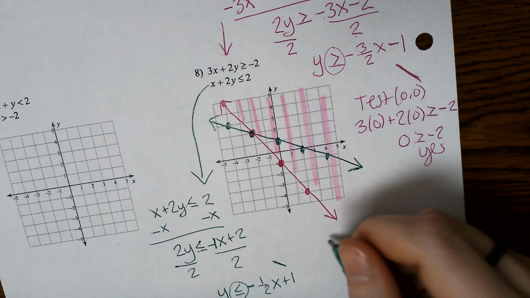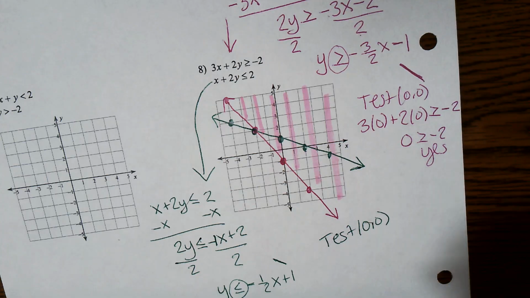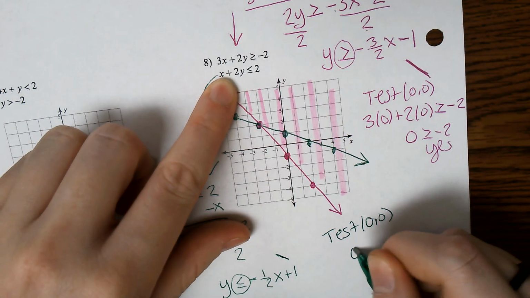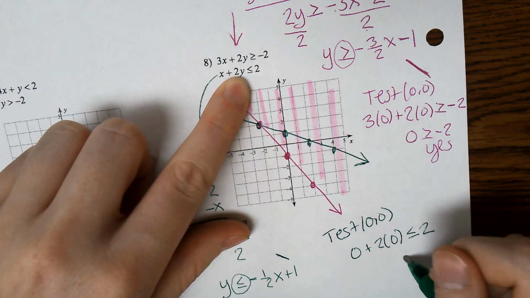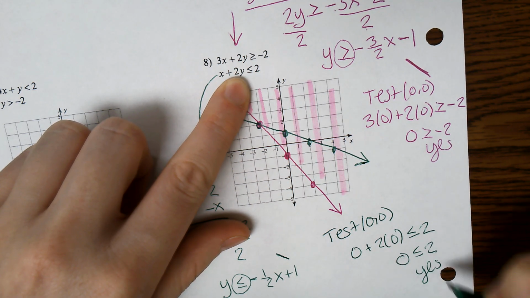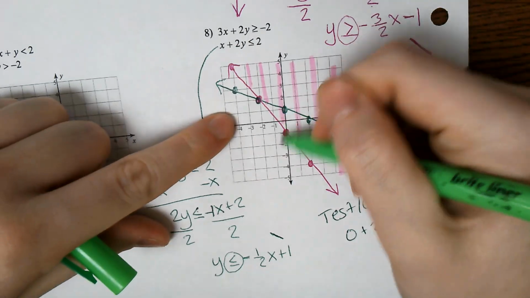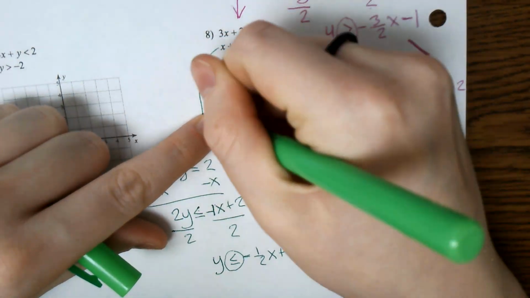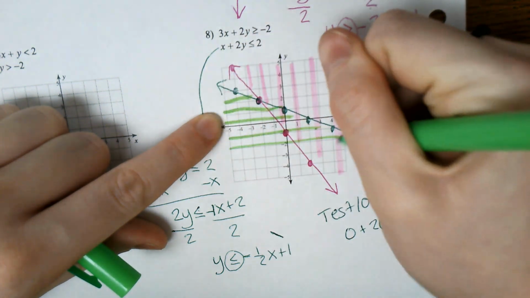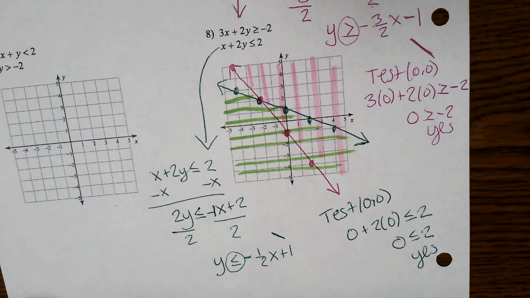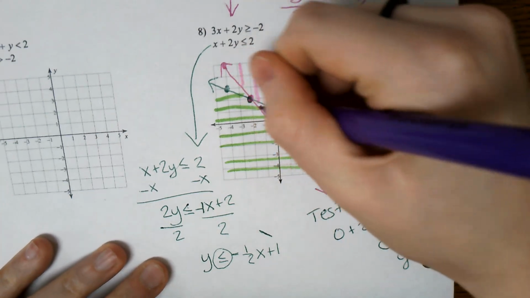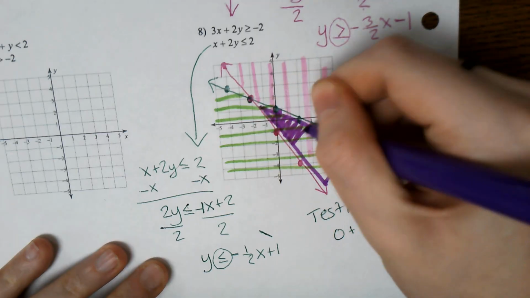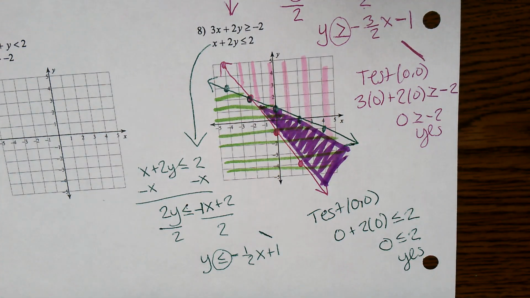Okay. Pick my test point. 0, 0 is not on the line, so I can plug that in here. So 0 plus 2 times 0, is that less than or equal to 2? Well, this simplifies to be 0, and 0 is less than or equal to 2. So I'm going to shade this side. Okay. Notice the double shaded region is my actual solution part. So everything right here is a solution. Alrighty, that is how we graph a system of linear inequalities.